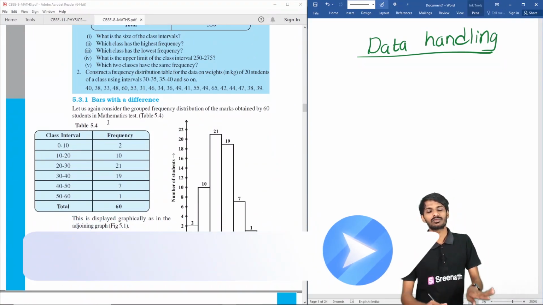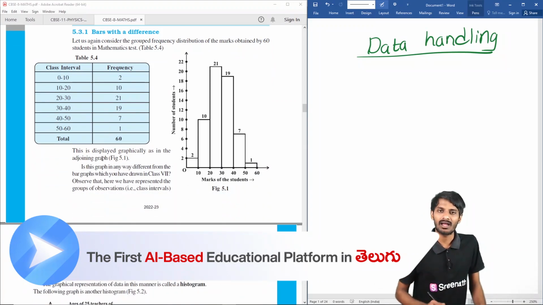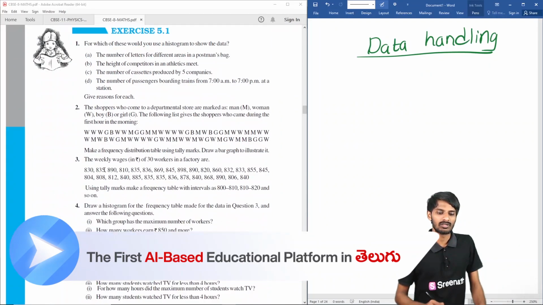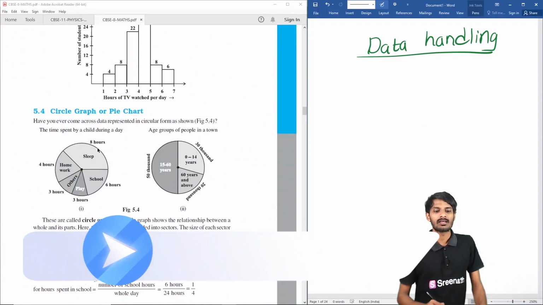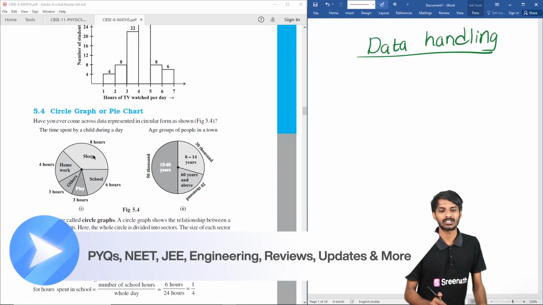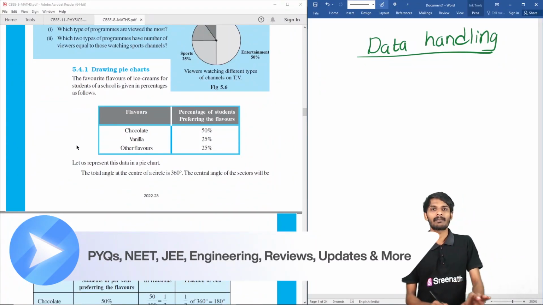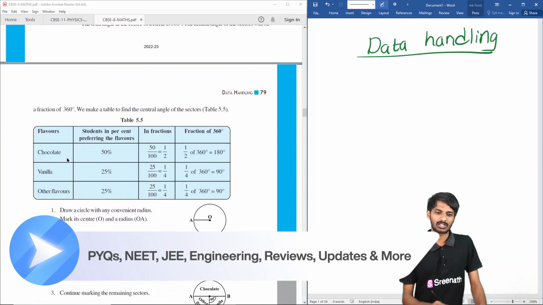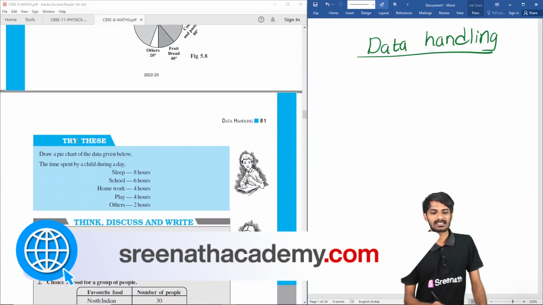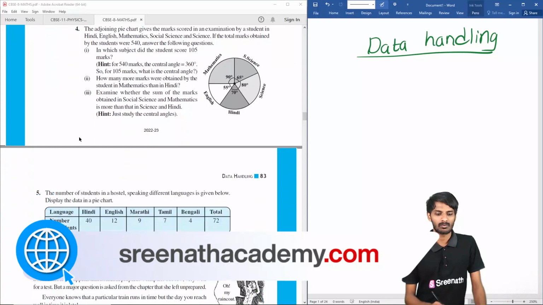In that concept we also have a subtopic, bars with a difference, which is nothing but histograms. After completing that, we will discuss a new thing, the circular graph or the pie chart. It is somewhat interesting, students, so feel free to listen to it. We will also discuss how to draw pie charts, and we have examples which we are going to solve.